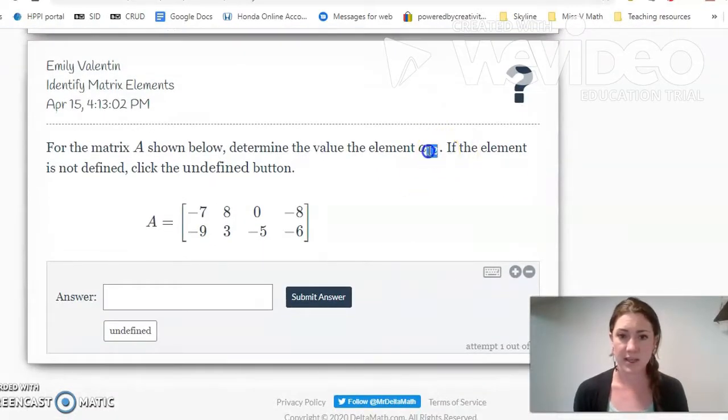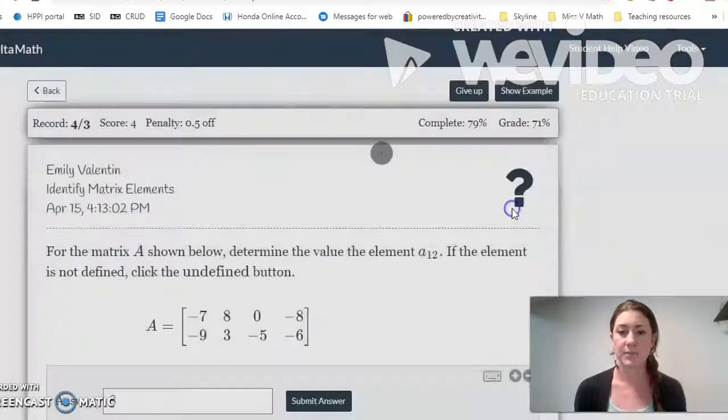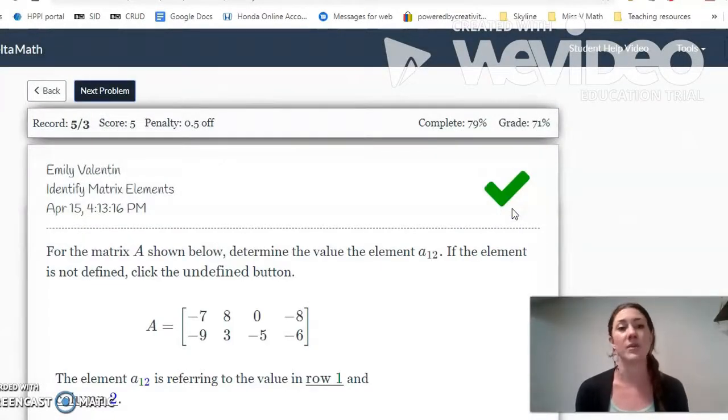So this one's the element that's in the first row and the second column. Here, first row is the top row, and then the second column would be the second number in, which is that 8. So the order and elements should hopefully be easy practice problems.